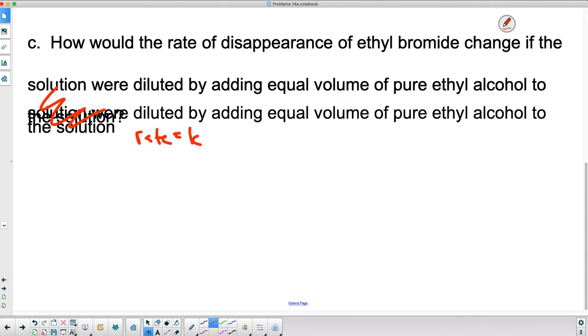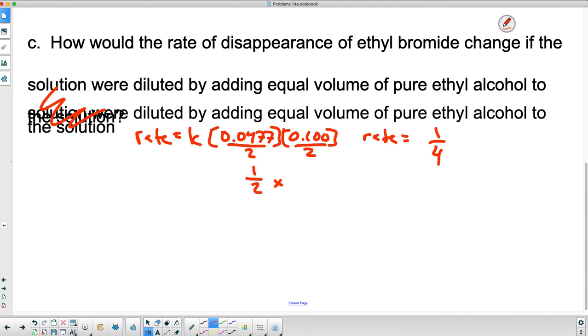let's take a look at it like this. I would divide each one of these in half, and because I'm dividing each one of those in half, that means the rate would actually be divided by four, because it's the 1/2 times the 1/2 equals 1/4 for the rate. Yeah, 1/4. Okay, that's it for this problem. Stay tuned for part 3.